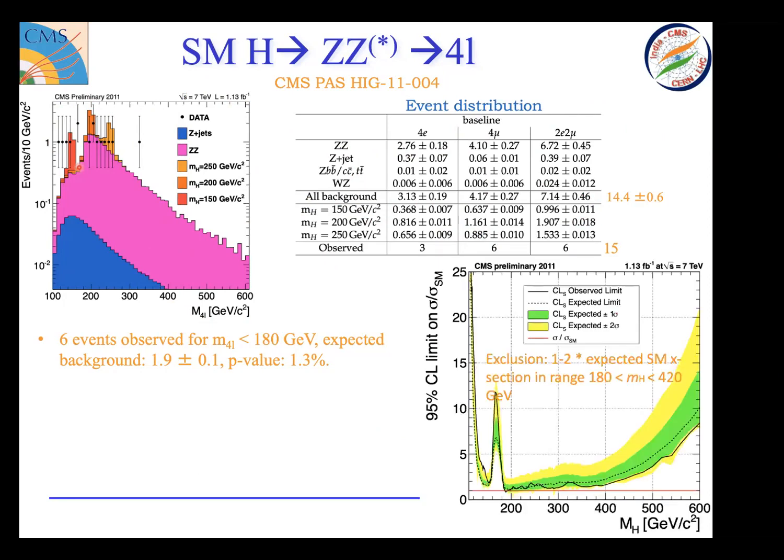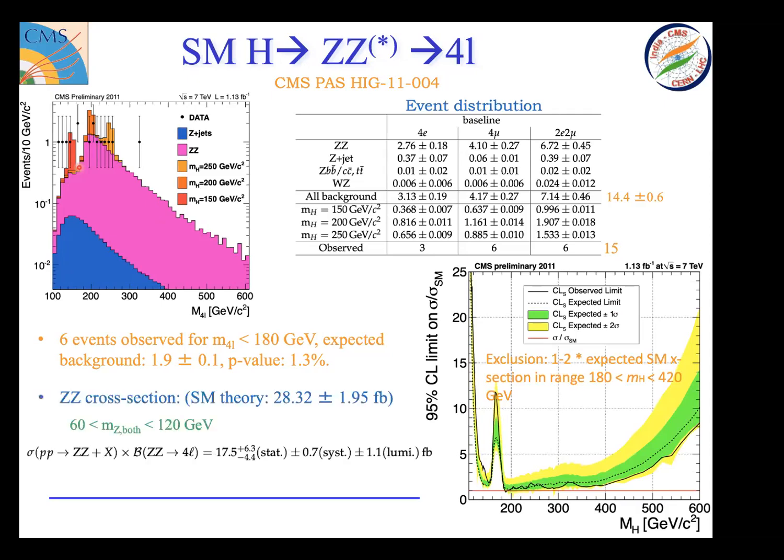at that time. And of course, in the absence of any excess, the exclusion limit was put at 1 to 2 times the expected standard model cross section, almost in the entire range from 180 to 450 GeV. So, it was good to see that whatever was projected earlier could be realized in almost 1 femto-inverse of the data. As a spin-off, you can see that the ZZ cross-section was also measured, 17.5 femtobarn, with large statistical uncertainty. Of course, within the uncertainties, it was consistent with the standard model.